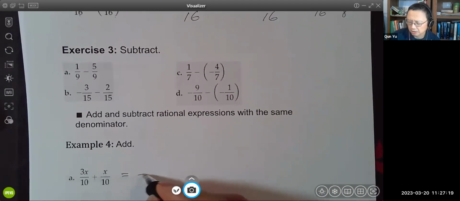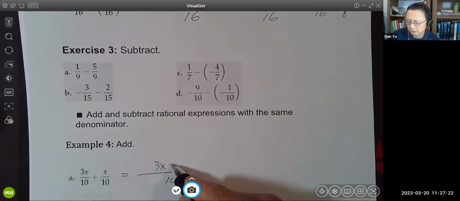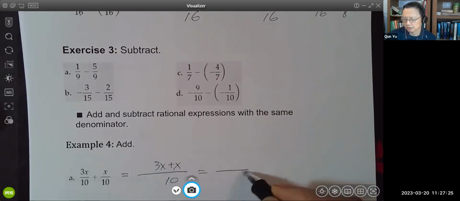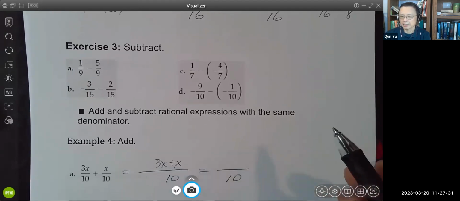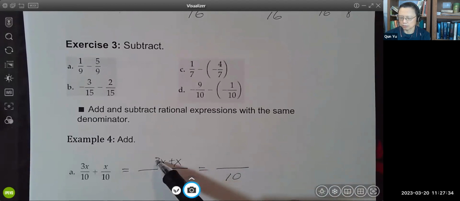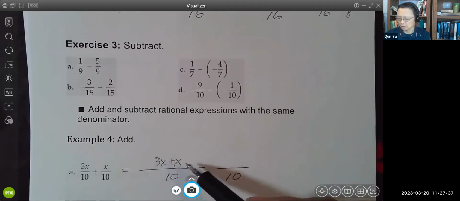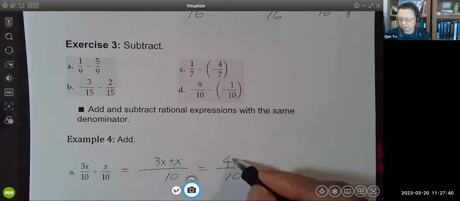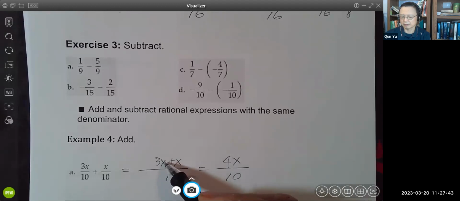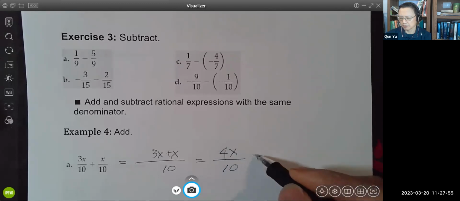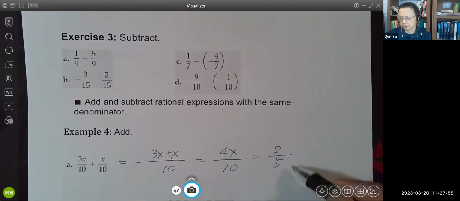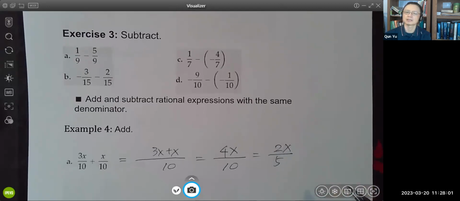So the first one equals 3x plus x, which is 4x. So when we add expressions, we add like terms, we combine like terms. 3x plus x means 1x, 3 plus 1 is 4, 4x, right? Say if we take this x as an apple, this is 3 apples plus 1 apple for 4 apples. This is like terms. So we can simplify between 4 and 10, dividing by 2 on both sides, we get 2/5 for the numbers. So 2x over 5. And that is our final answer.